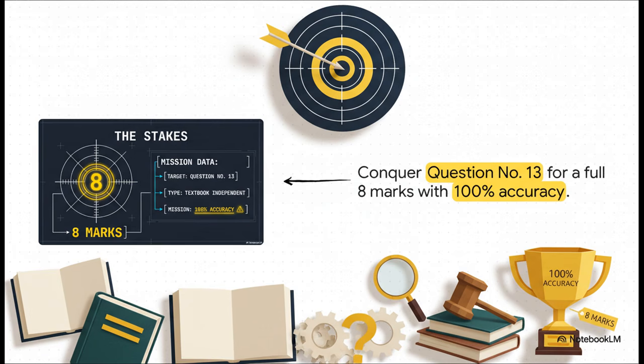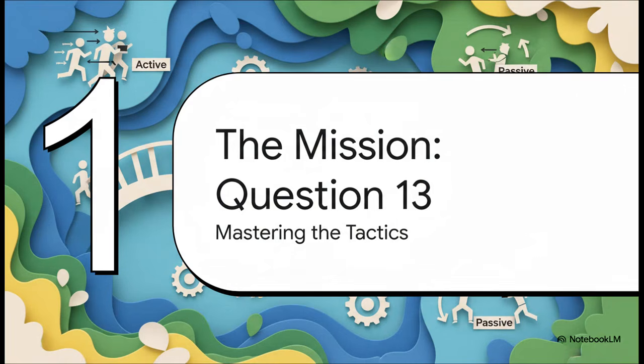So here it is. Your mission, should you choose to accept it, is all about question number 13. This one's a big deal. It's worth a full 8 marks, and you can't just memorize it from a textbook. This is where pure grammar skill comes into play. Our goal? Nothing less than 100% accuracy. Let's do this.